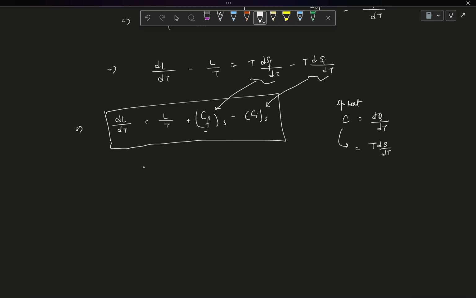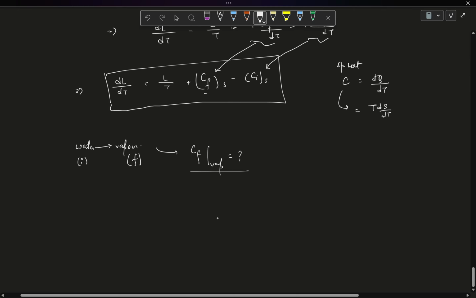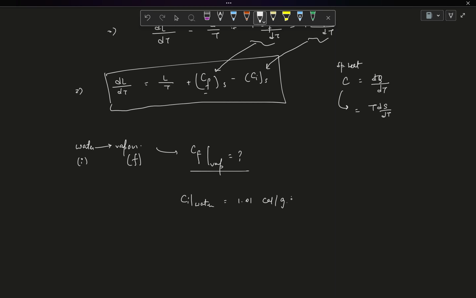Now you have to calculate from the question what is the specific heat of the saturated vapor. So in this case the phase transition is happening from liquid to vapor phase, right? So this is your initial stage as liquid and this is your final stage as vapor. So you have to calculate the specific heat of the vapor stage, the final stage. Okay, and the initial stage is the water stage specific heat, which is already given in the question at 100 degrees centigrade as 1.01 calorie per gram Kelvin.